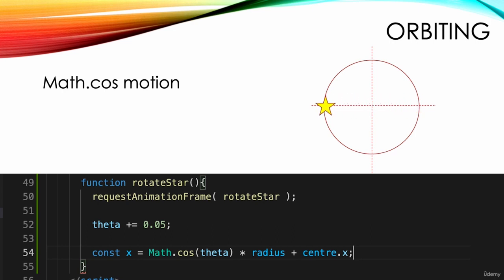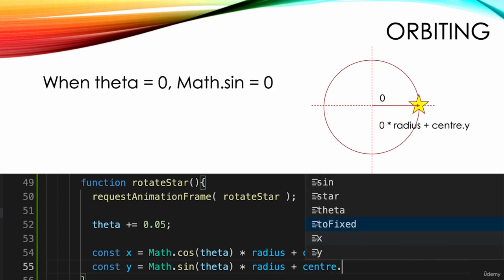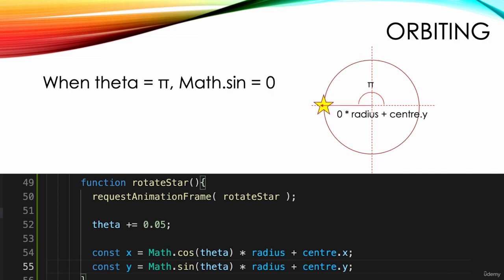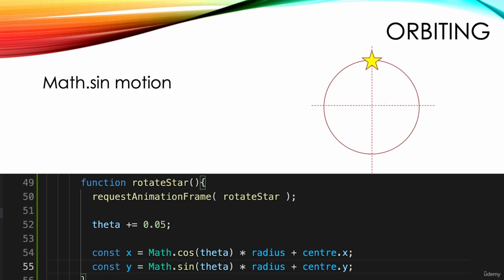And this then repeats. The y position is more or less identical, but we use the sine method, not cos. When theta equals 0, sine equals 0. Theta equals pi over 2, sine equals 1. Theta equals pi, sine equals 0. And theta equals 3 pi divided by 2, sine equals -1. Here the y value increases up to pi divided by 2, then decreases down to 3 pi divided by 2, and then increases again up to 2 pi.